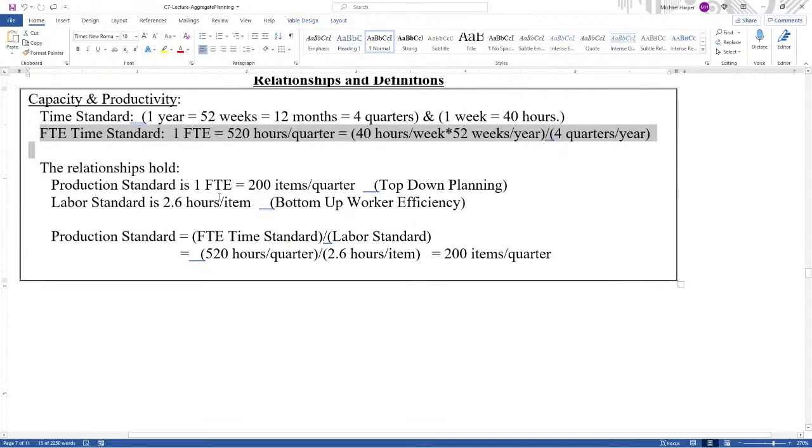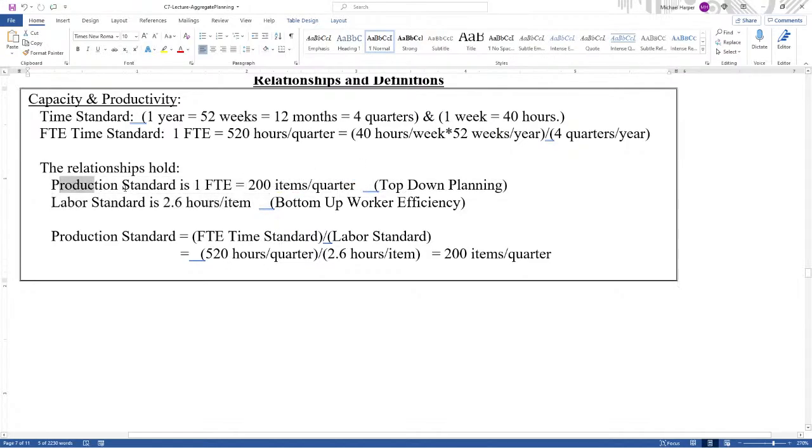But then this relationship holds for something called a production standard. That's what we've been using. And then a labor standard. So let me introduce a labor standard to go deeper into the actual management of the labor, human resource management. Well, production standard, we're given this, but then a labor standard, suppose we have a labor standard of 2.6 hours per item.